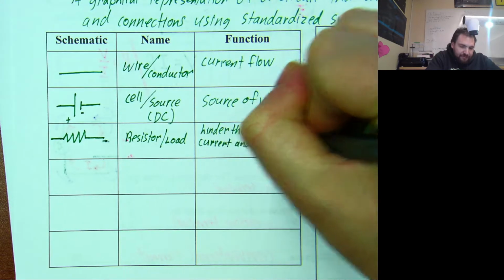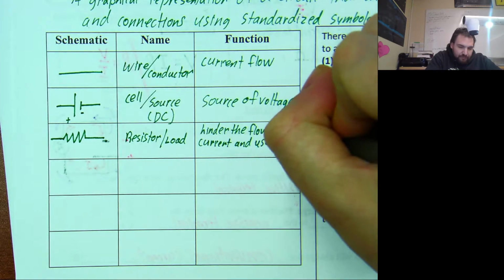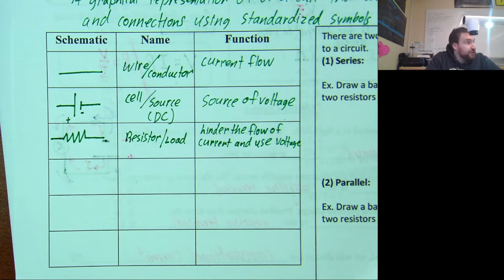And use voltage. The voltage has to be used up by something. If you don't use up the voltage, then all of that ends up back into the battery, and that's how you short circuit a battery, cause it to explode.